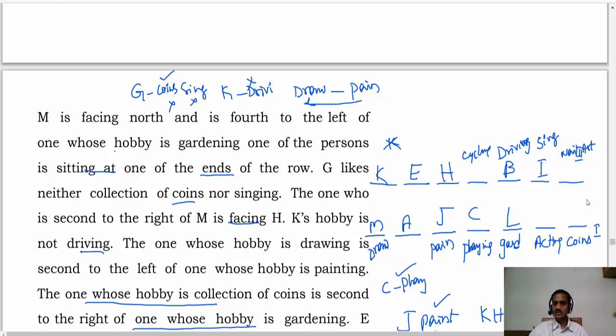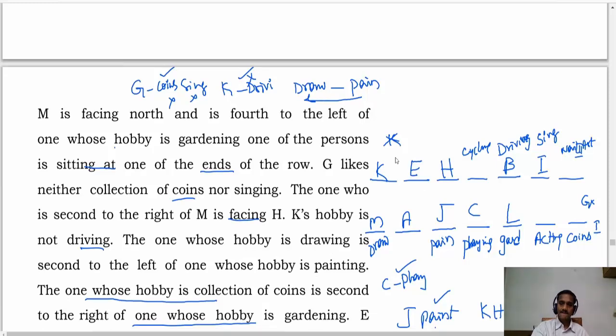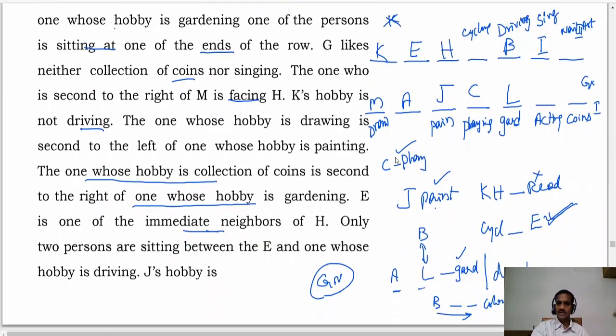G cannot be at this place, so G cannot be here. And K is not driving. K driving is not possible here. This is also valid. And drawing is second to the left of painting. And next one, C playing, and L is gardening.